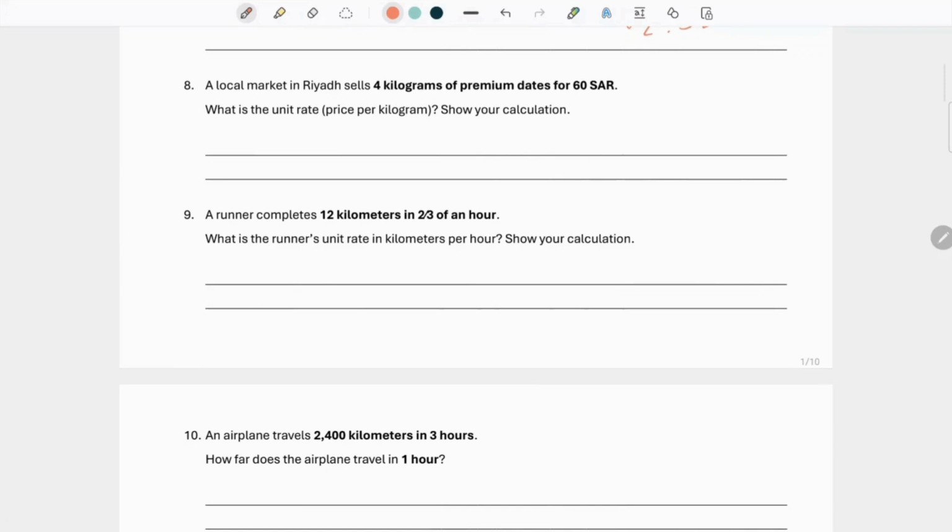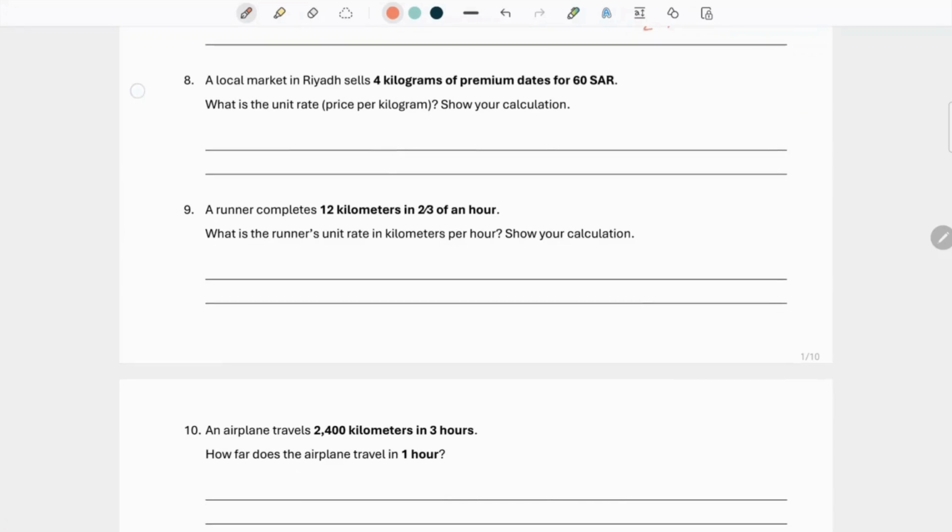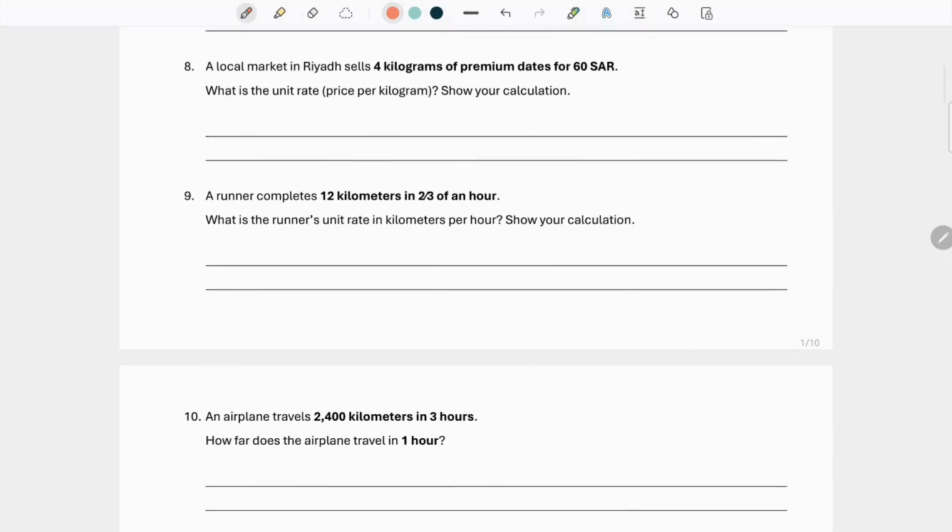Question number 8. A local market in Riyadh sells 4 kilograms of premium dates for 60 riyals, Saudi riyals. What is the unit rate price per kilogram? Now, when we're looking at rates, we've got 1 unit here, we've got kilograms, and we've got Saudi riyals. The unit we want 1 of usually goes at the bottom of the fraction.